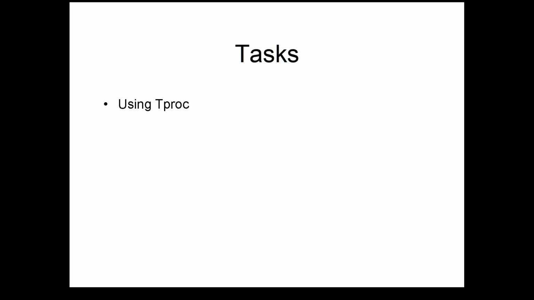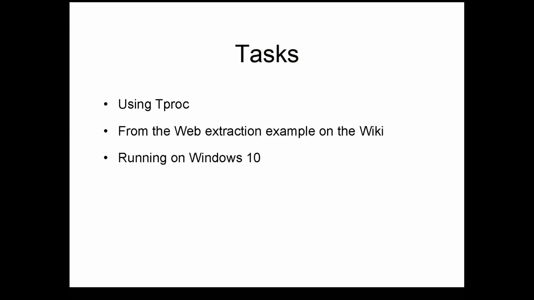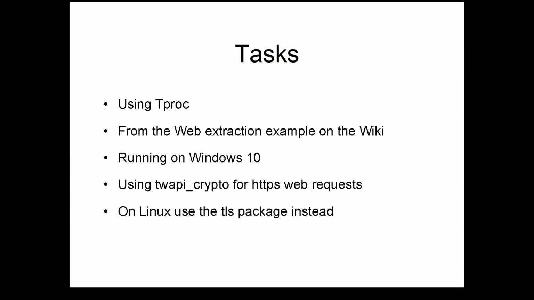The procedure in this example is a shorter version of one that is on the wiki website that extracts the titles from a series of RFC web pages, where RFC stands for Request for Comment. We will be running on Windows 10, and so we will be using the twapi package, twapi crypto, which is required when a website uses the HTTPS protocol. On Linux, we would use the TLS package instead, as shown on the wiki page.